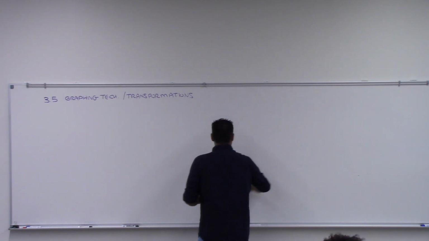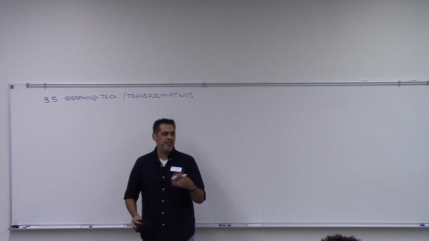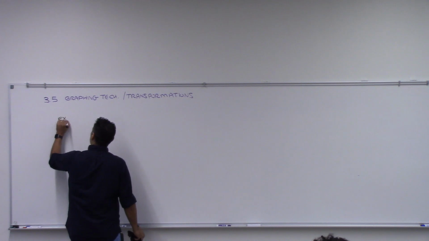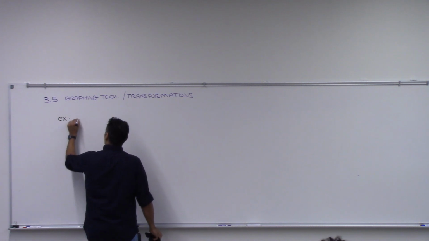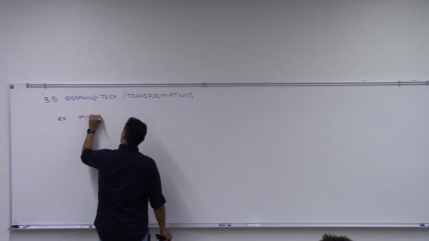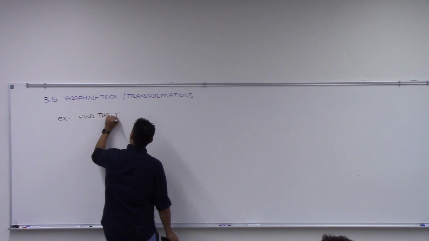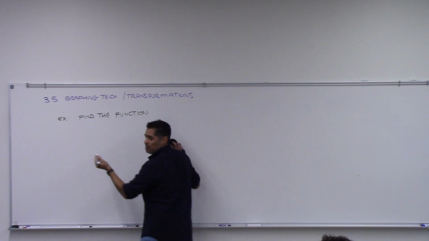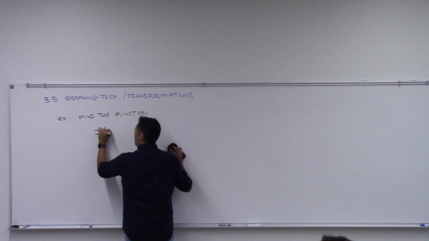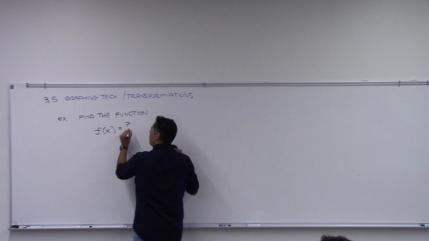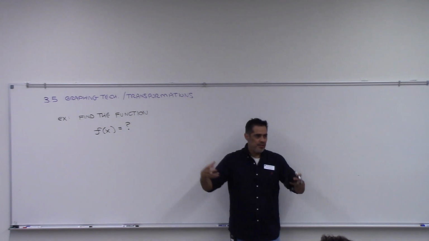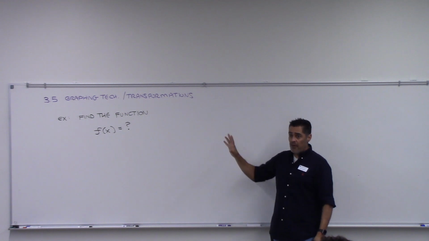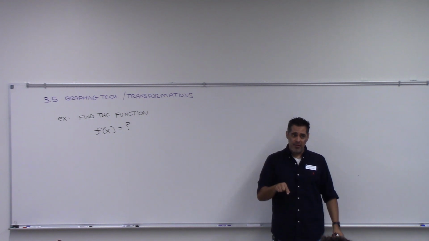Now, for these first few examples, I have to be somewhat precise in my drawing. So in this example, what I'm going to say is this: find the function. In other words, here's what I'm asking for. Give me the algebraic expression for the function I'm about to draw for you. I'm going to draw a function, and I want you to tell me what that function is.